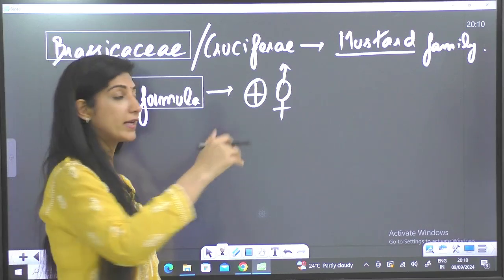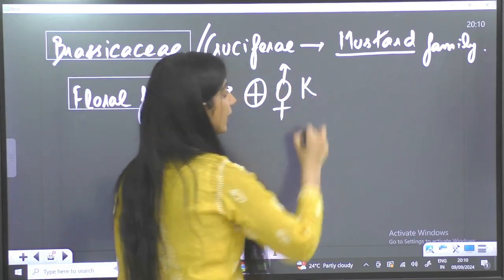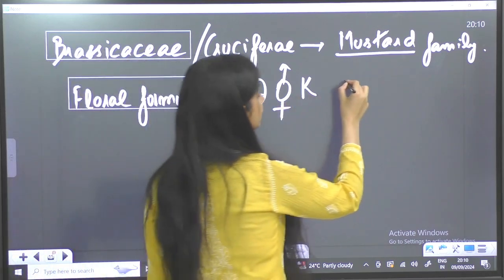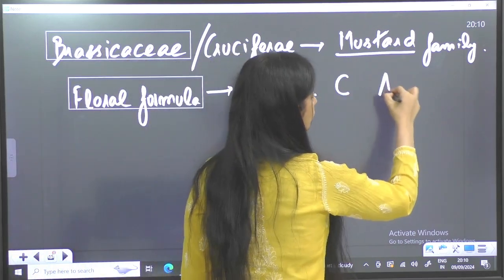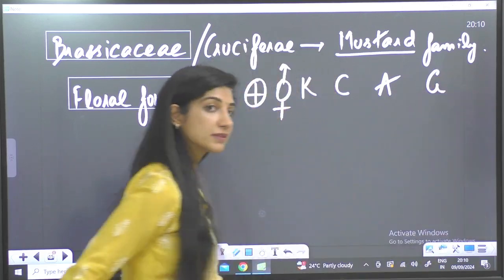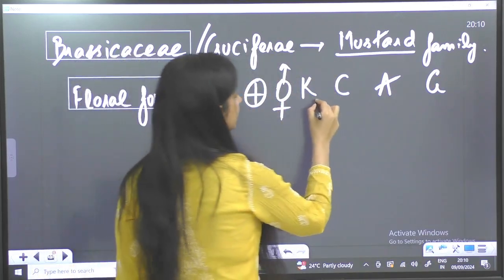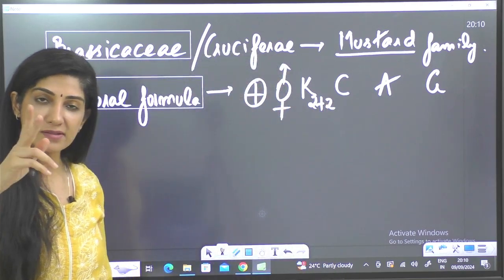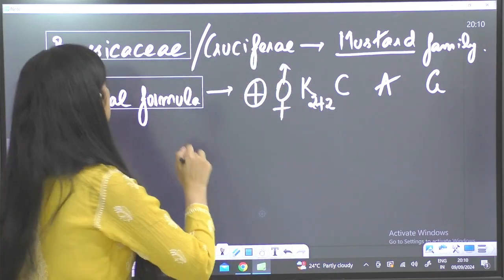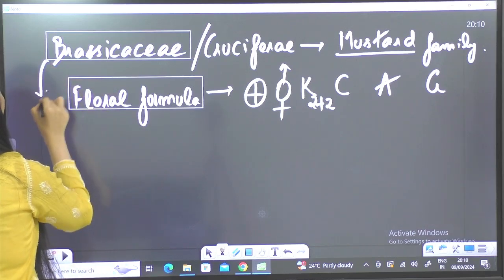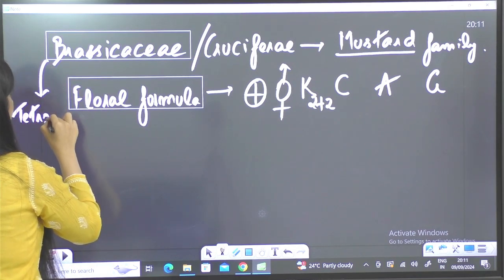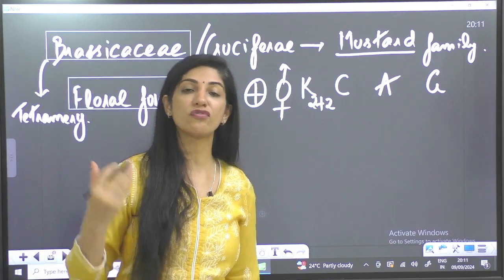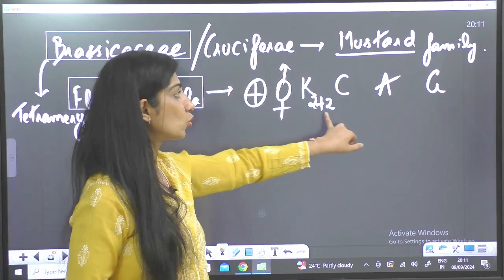Now what is the next word? It has to be calyx, the sepals. Then comes the corolla. Then comes androecium. Then comes gynoecium. This is the order. Now what is happening is, the calyx is present in 2 plus 2 condition. That is, sepals are present in 2 bundles. This is a classic example of tetramery. What is tetramery? When floral parts are present in 4 or multiples of 4. So 2 and 2 is 4.